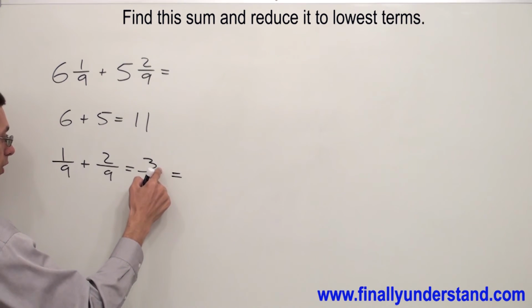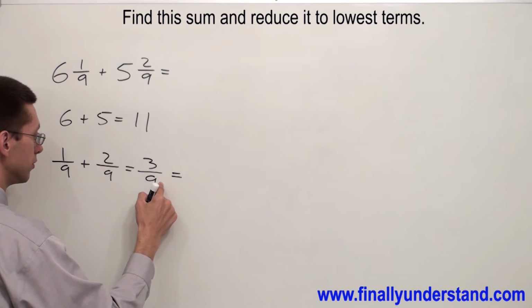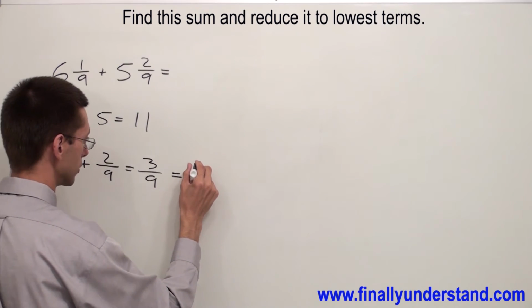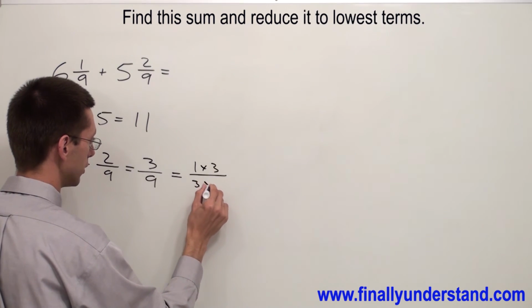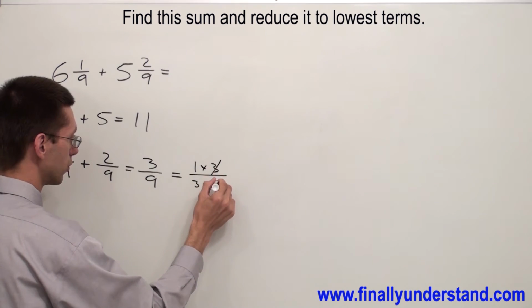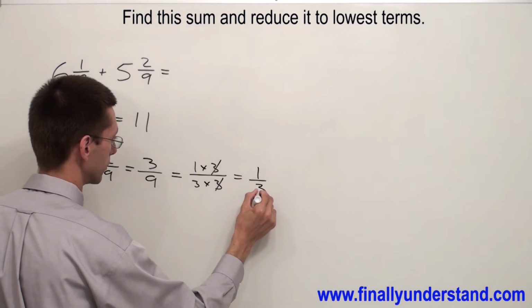I can reduce this fraction because 3 and 9, both of them are divisible by 3. In other words, I can say this is 1 times 3, and I have 3 times 3. These two are divisible by 3. These 3's are going to cancel out, and the answer is 1/3.